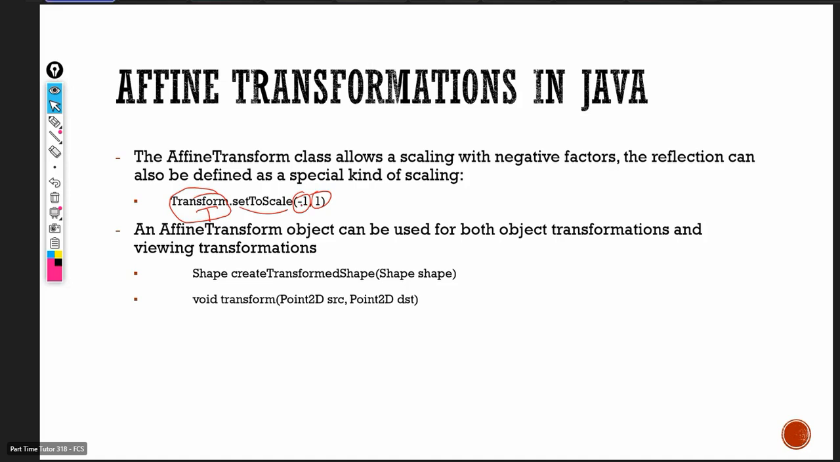Okay, now we made the definition of the transformation. We know that you have an affine transform, and our affine transform, for example, is scale. Now we can apply this affine transform to the object, and it is called object transformation, or we can apply this transformation to the whole viewing, and it is called viewing transformation.